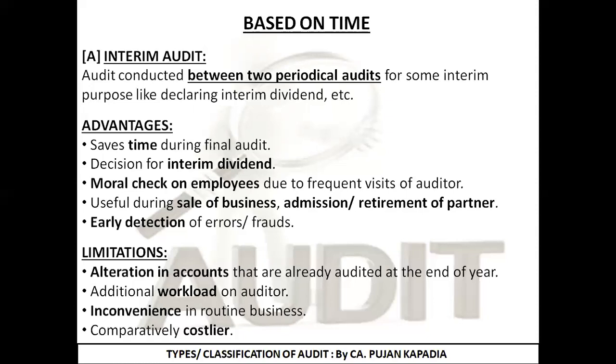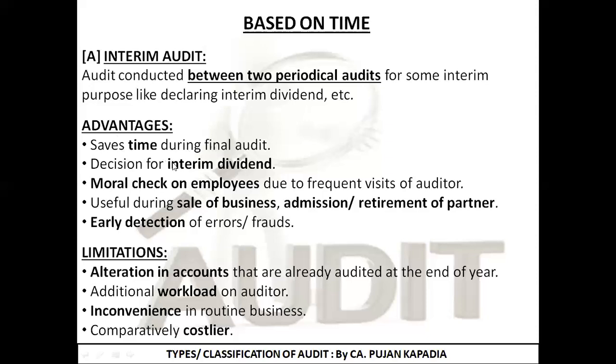Now let's see what the advantages of this are. First, it saves time during the final audit. It is but natural. For example, I'm going to audit for the year 2019-20 as a final audit. But if I've already conducted the audit of the first 6 months, when I'm going to conduct the final audit, my work and my time are going to be saved. Why? Because I need to now check only the remaining 6 months, because I've already audited the first 6 months. As a result, the time of the auditor can be saved at the time of final audit.